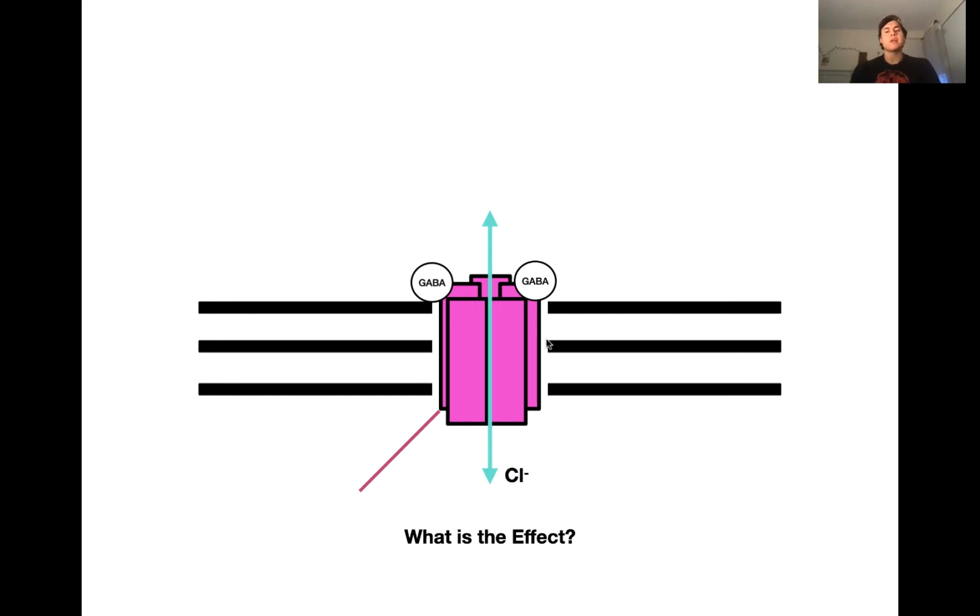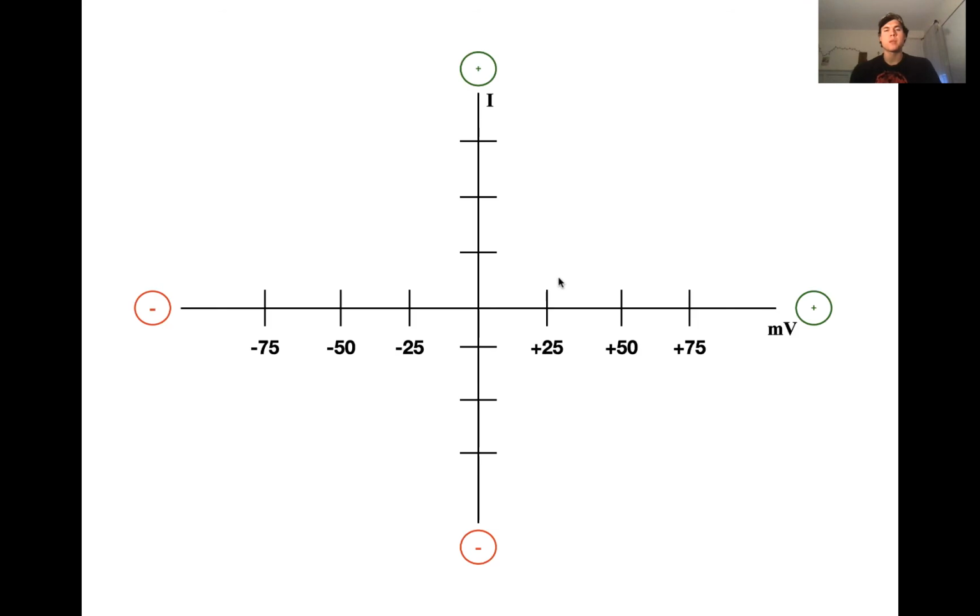So in order to understand the effect of the open GABA receptor, we have to understand the relationship between current and membrane potential. So this is a graph that is going to summarize the results of an experiment that is investigating this. So this experiment is investigating how membrane potential will change the current moving through an open GABA receptor. Now what we're going to do is we're going to summarize the results of this experiment on this graph here. So let's take a look.